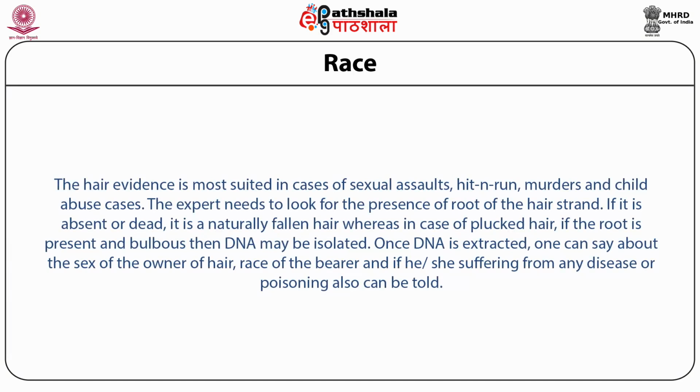Race. The hair evidence is most suited in cases of sexual assaults, hit and run, murders, and child abuse cases. The expert needs to look for the presence of the root of the hair strand. If it is absent or dead, it is a naturally shed hair, whereas in the case of plucked hair, if the root is present and bulbous, then DNA may be isolated. Once DNA is extracted, one can say about the sex of the owner of the hair and the race of the bearer, and whether he or she is suffering from any disease or poisoning can also be told.